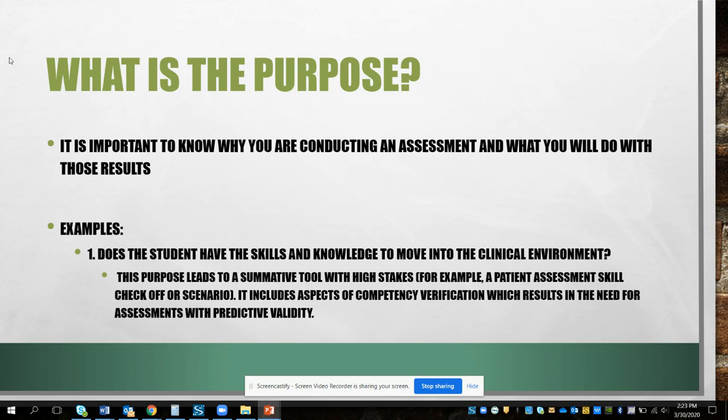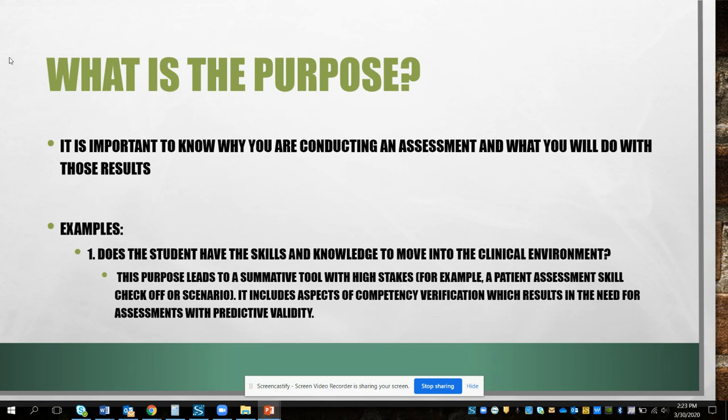So what is the purpose of your assessment? It's very important that we know why we are conducting the assessment and what we're going to do with the results. So let's look at a couple of examples here. Example 1 says, does the student have the skills and knowledge to move into the clinical environment? So the purpose is going to lead to a summative tool with high stakes, okay? High stakes meaning you can or you cannot go into clinicals, and if you can't, then you can't progress in the program. So this is high stakes.